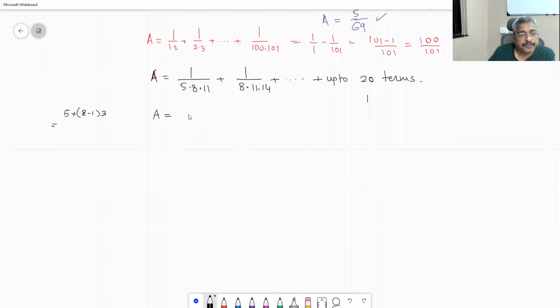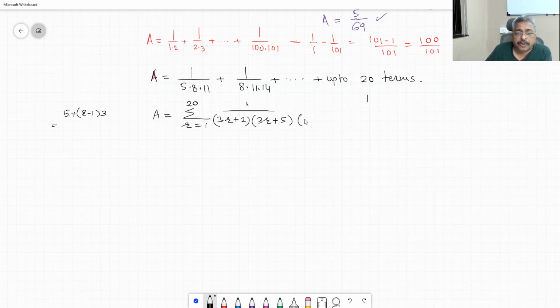A is equal to sigma r goes from 1 to 20. Let us try to write down the general term first. 1 upon 5 plus r minus 1 times 3, that is 3r plus 2, 3r plus 5, 3r plus 8. This is our given summation.